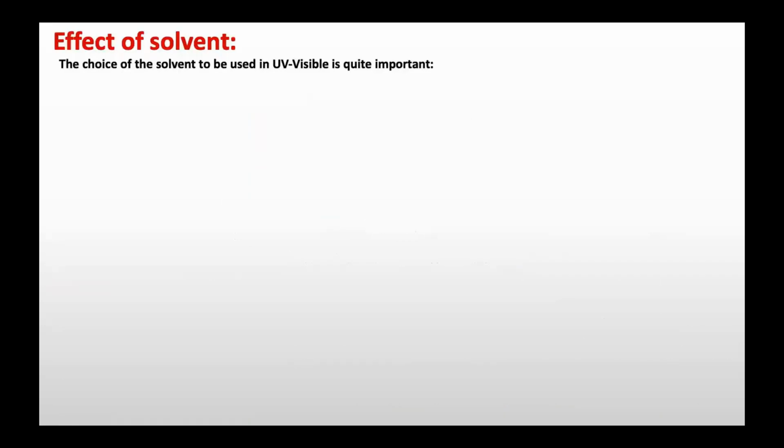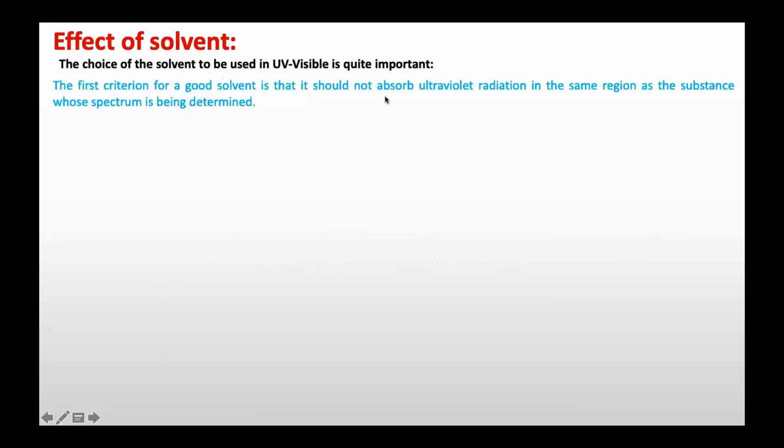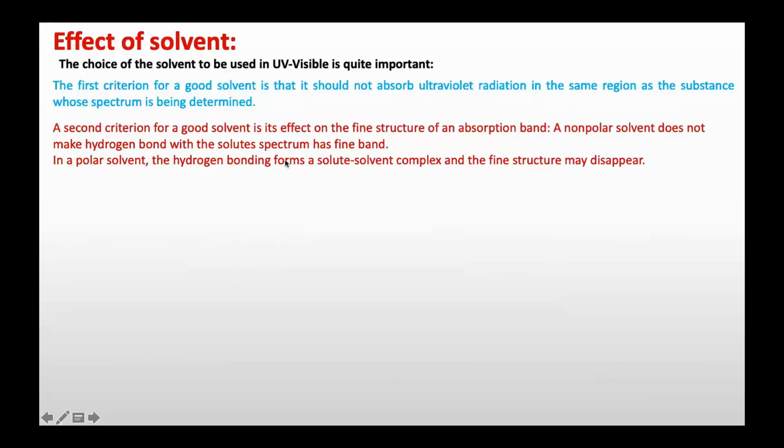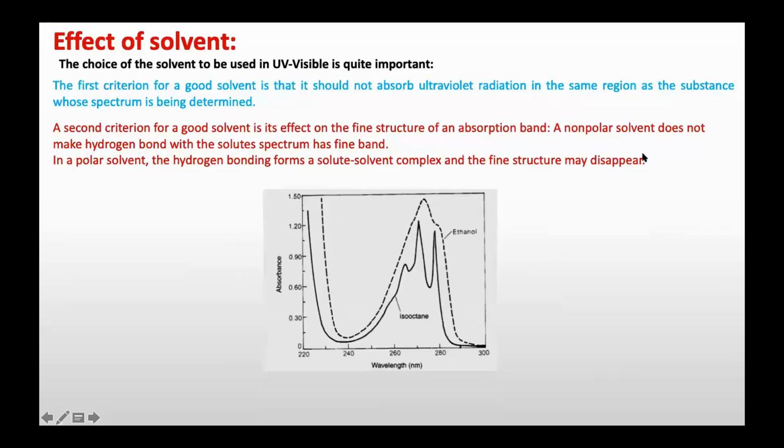Now we have to be very careful choosing the solvent for UV visible spectroscopy, because the choice of solvent is quite important. The first criterion for a good solvent is that it should not absorb ultraviolet radiation in the same region as the substance whose spectrum is being determined. The second criterion is its effect on the fine structure of an absorption band. A non-polar solvent does not make hydrogen bonds with the solute, so the spectrum has fine bands. While in a polar solvent, hydrogen bonding forms a solute-solvent complex and the fine structure may disappear.